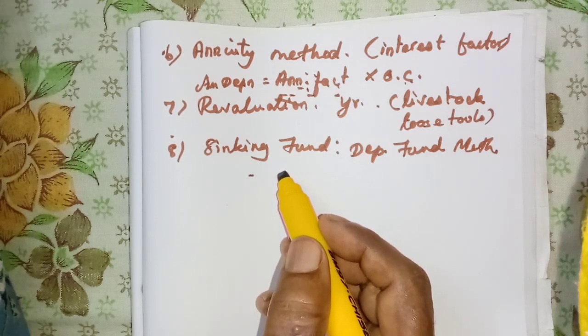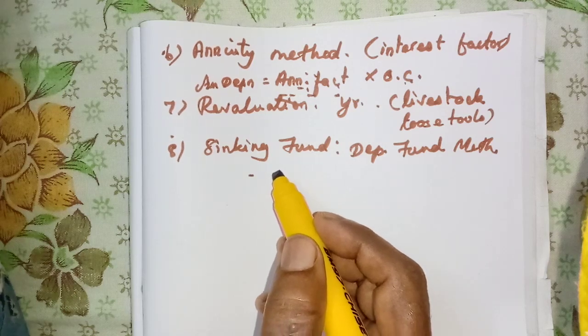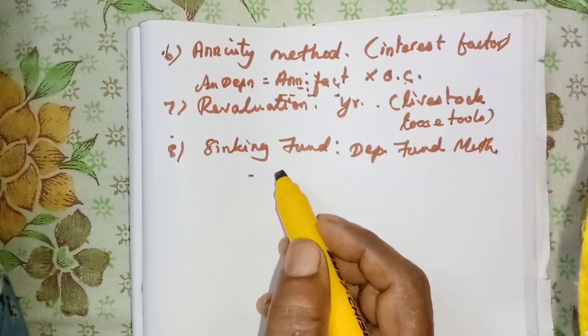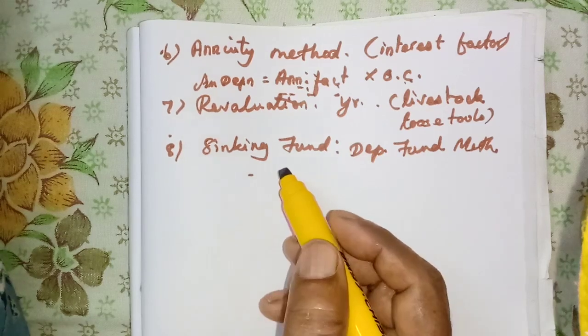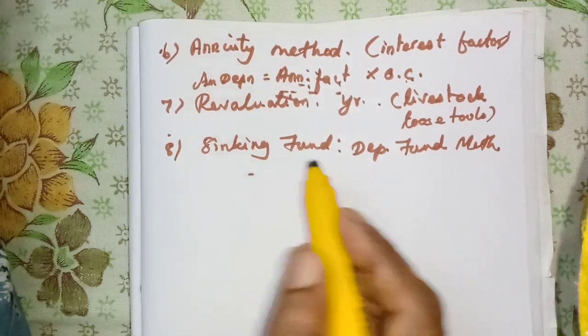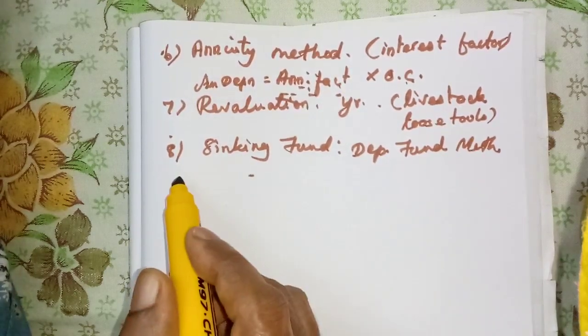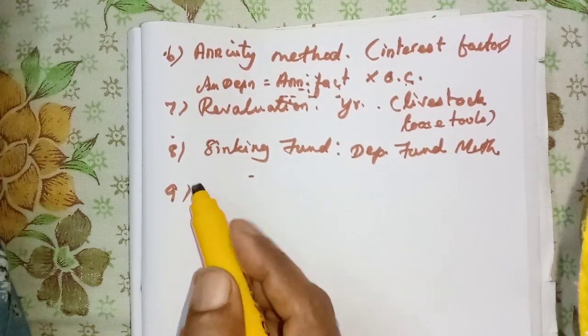Here from the investment they may receive some amount as interest also. That interest, along with the next year's depreciation amount, they will invest in the same asset. So they will get a considerably large amount for replacing the present asset. That is called the sinking fund method.